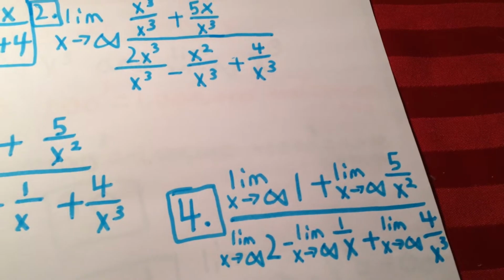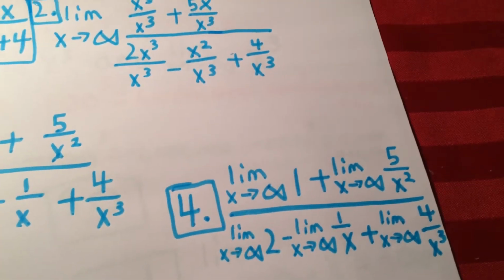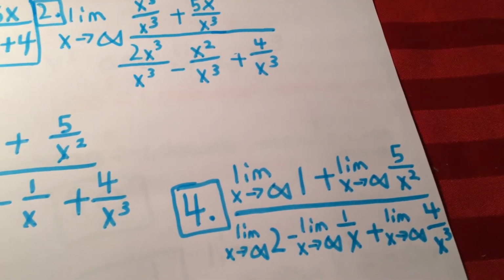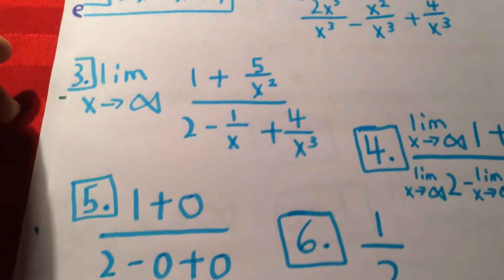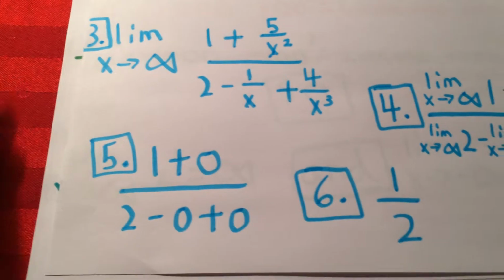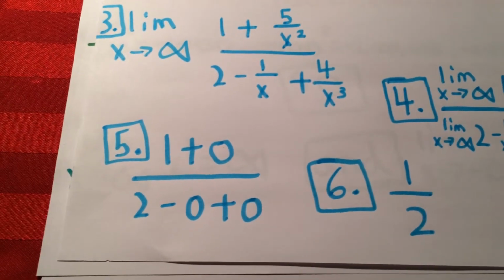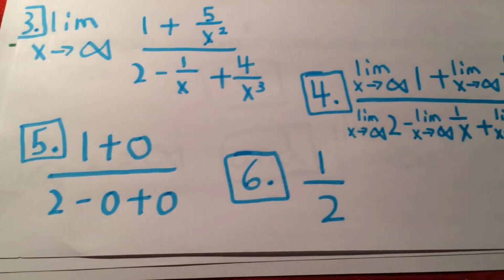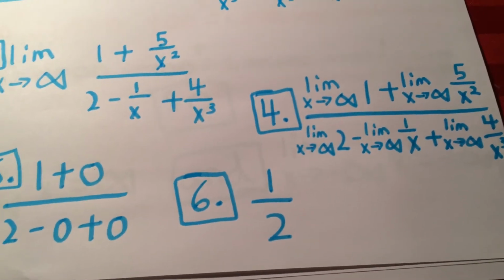So then you can evaluate it on your own. If you evaluate the limit as x approaches infinity of 1, you always get 1. After that, you simplify to 1 plus 0 over 2 minus 0 plus 0, which simplified basically is 1/2.